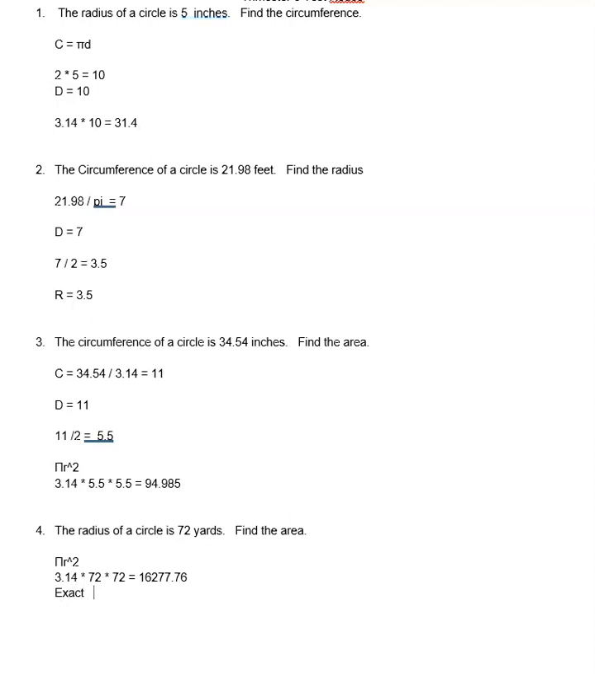Now, if it asks for an exact area, you're not going to use 3.14. You're just going to do 72 times 72. And then you just tack on the pi symbol at the end. And that would be the exact. You just don't times by 3.14. When it asks for exact, you just write a pi sign at the end.